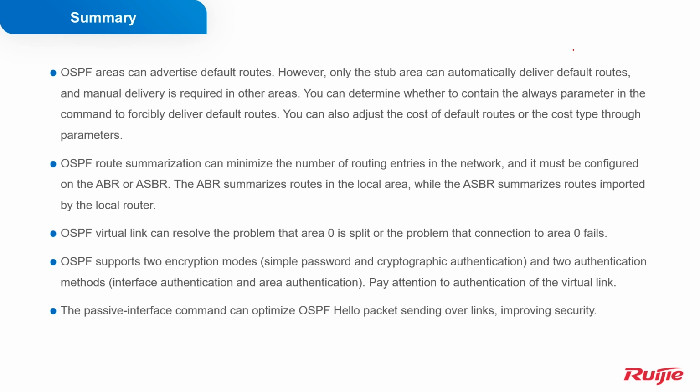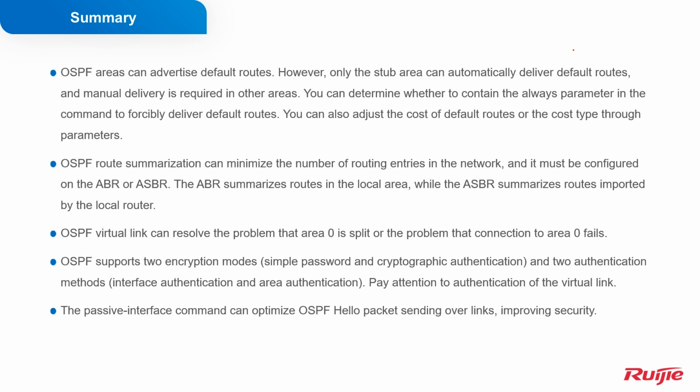The difference between the two is that if we use default-information originate, we have to make sure the local device has a default route, and then we can use this command. If we use default-information originate always, regardless of whether the local device has a default route or not, we can deliver the default route. But be careful using this command.